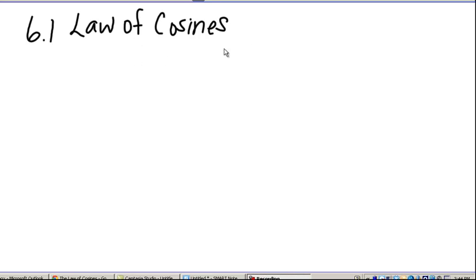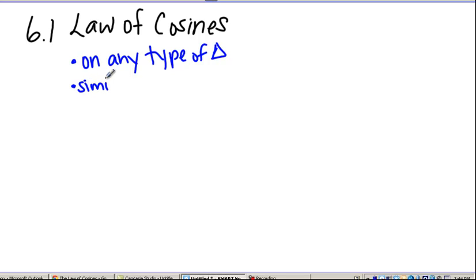Alright, so go ahead and label your notes 6.1, Law of Cosines. Okay? Basically, Law of Cosines is a pretty cool formula. It can be on any type of triangle. It doesn't have to be a right triangle. And it's very similar to the Pythagorean theorem.